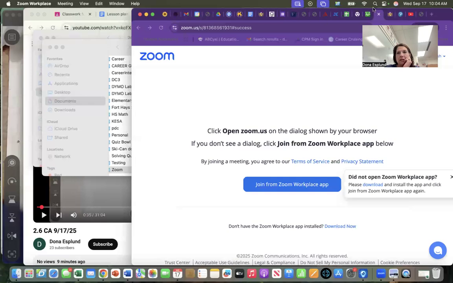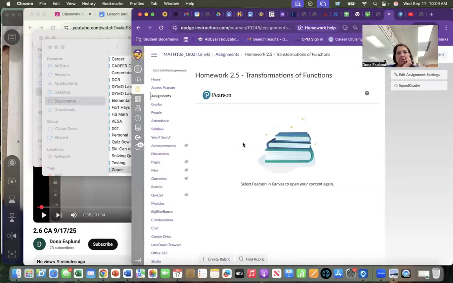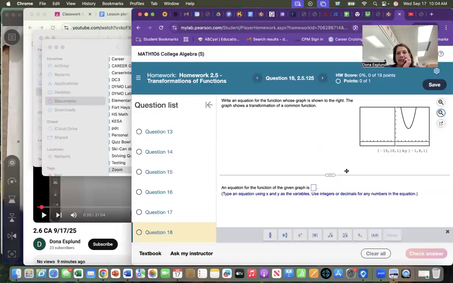Hey guys, Courtney and I were working a problem from 2.5, and so I thought I'd go ahead and share that with you guys in Ingalls as well. Let me go ahead and share my screen and go to that problem. It happened to be 2.5, number 18.